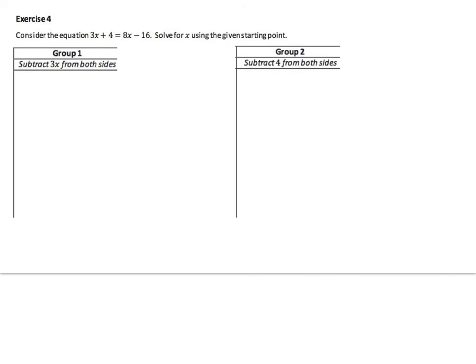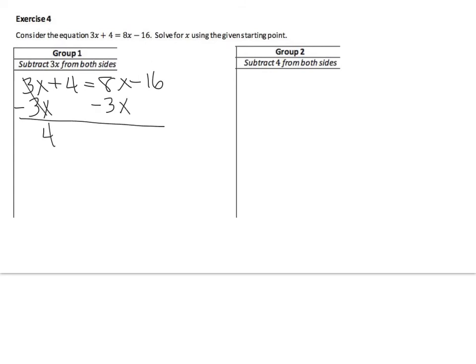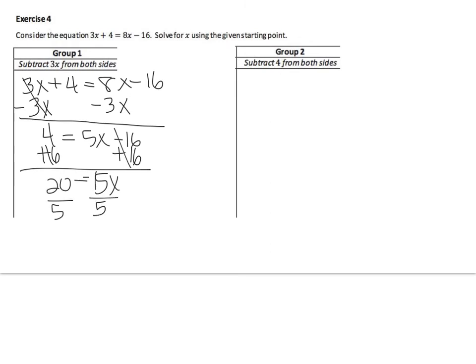And last but not least, a few more examples. If we consider the equation given, there's lots of different ways you can solve this equation. And we're going to try different ways. So for this first group, I'm going to subtract 3x from both sides first, and then solve it. I'm left with 4 equals 5x minus 16. Add 16 to both sides. 5x equals 20. Divide both sides by 5. I have x equals 4.